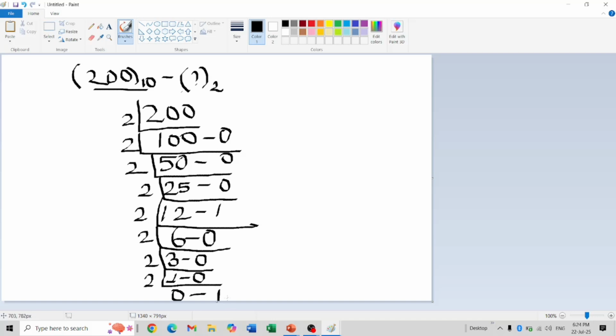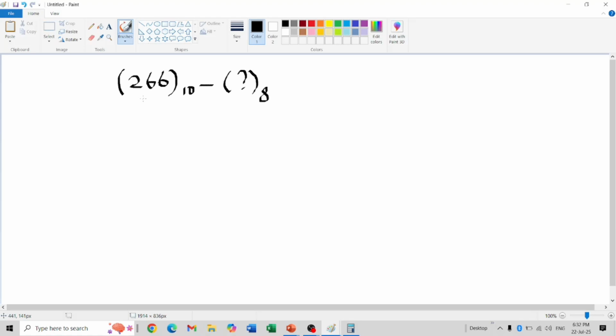And what will be the remainder? 1 is the remainder. After that, how do you write it? From bottom to top, you will be writing. So the answer for this question is 1. From here, you are going to start at 1. Then 1, 0, 0, 1, 0, 0, 0 is the answer. After that, don't forget to put 2 here as the base because you're doing the conversion. Understood? This is what you will be doing for decimal to binary.